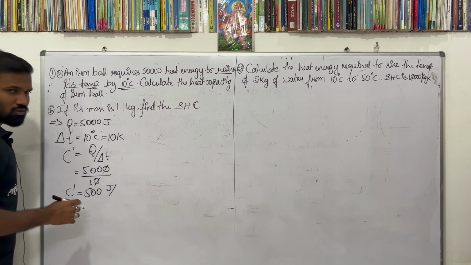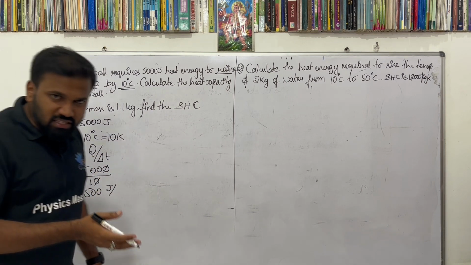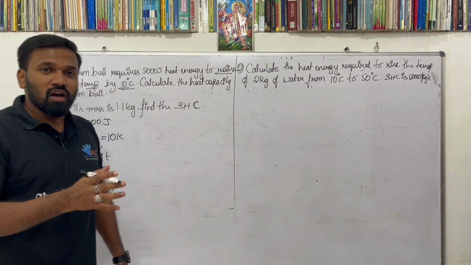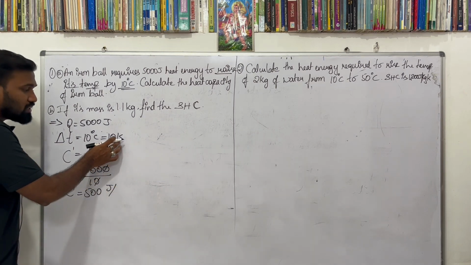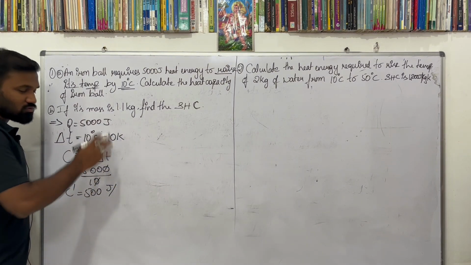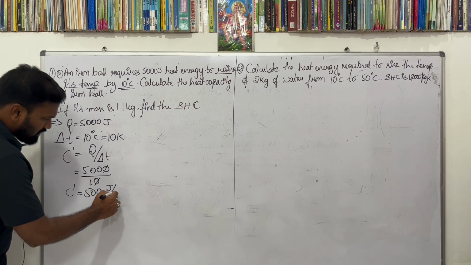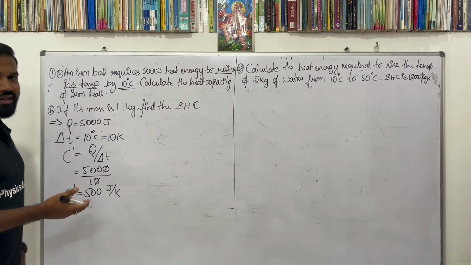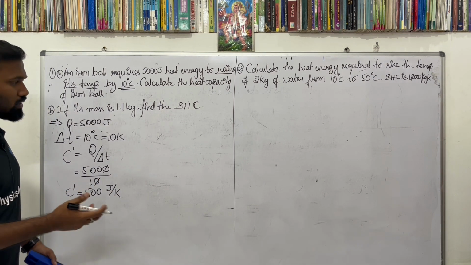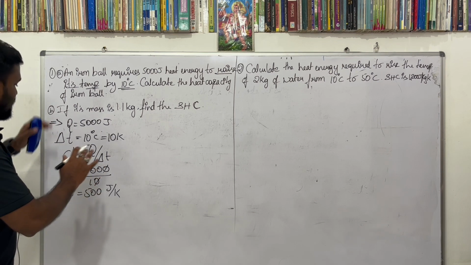10 Kelvin also. Why? Because the change in temperature remains the same, irrespective of the units. Hence I can take it as 10 Kelvin also. So I can write it as joules per Kelvin or joules per Celsius, no problem. Both the things I can write. This is the answer for the first question.